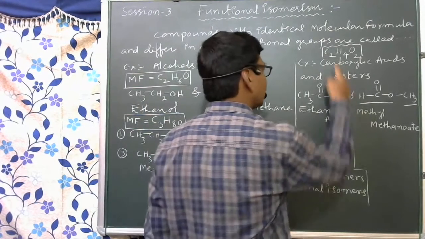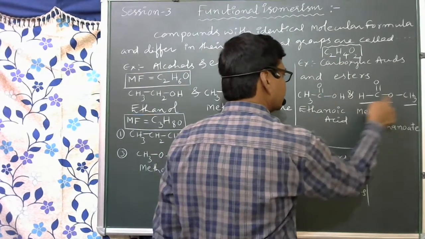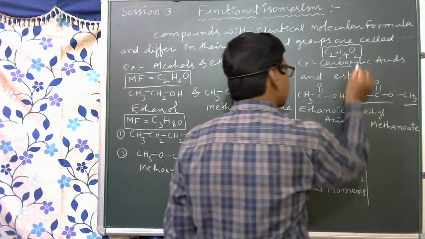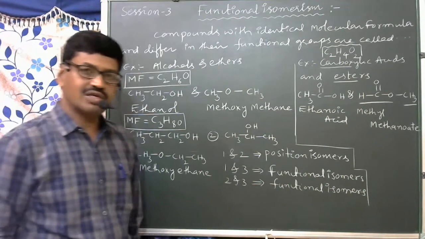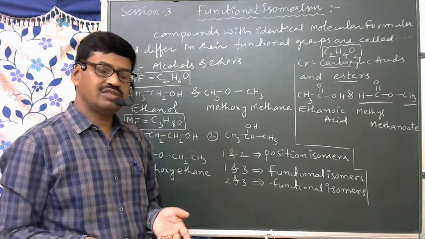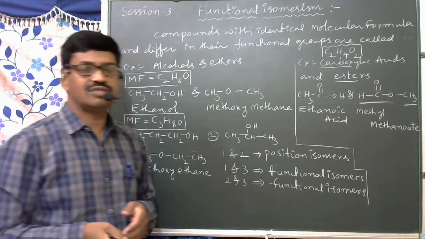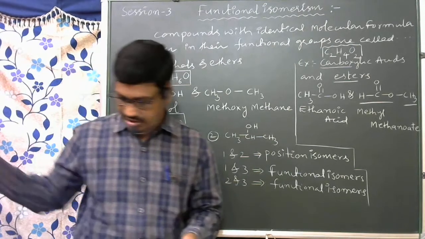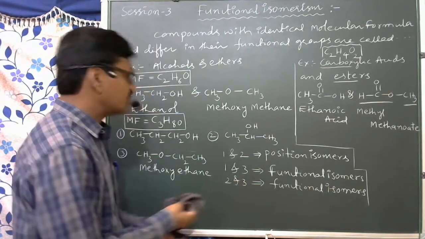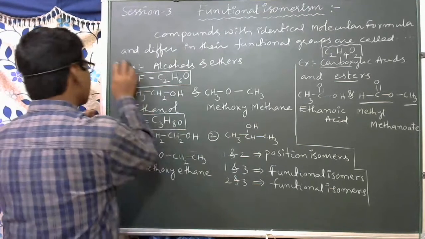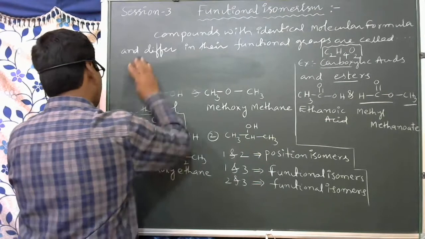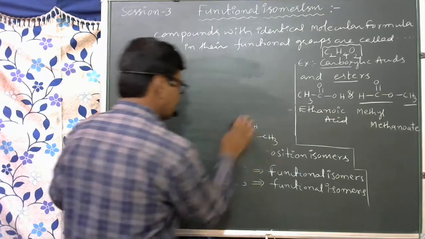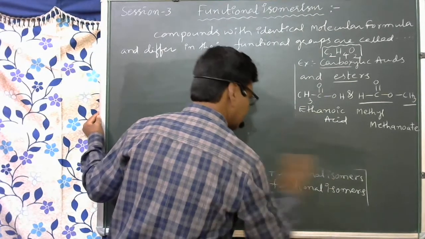Both have the same molecular formula. Once you observe, here also two carbons, and hydrogens are 4, 3 plus 1, and 2 oxygens. So carboxylic acid and ester both have the same molecular formula, but two different functional groups are present. Because of the difference in functional group, they have different properties. So this is another example for functional isomerism. For the same carboxylic acids, I'll give one more example here. Now I am taking three carbons containing carboxylic acid.